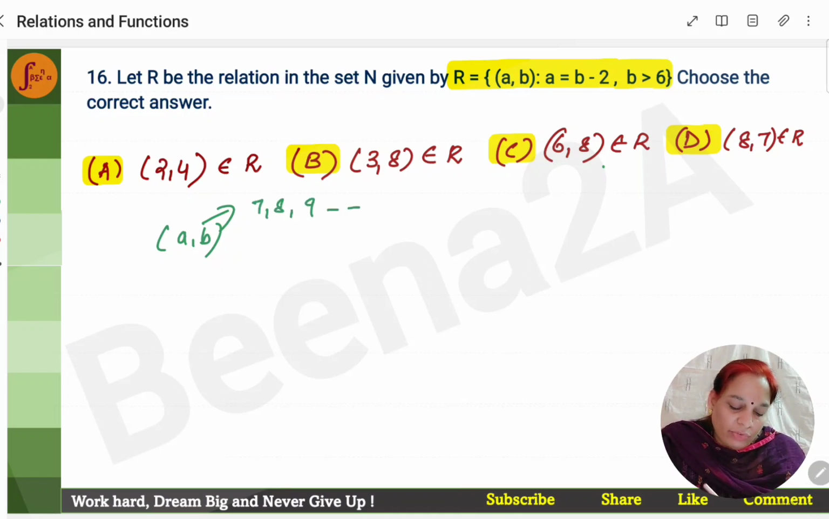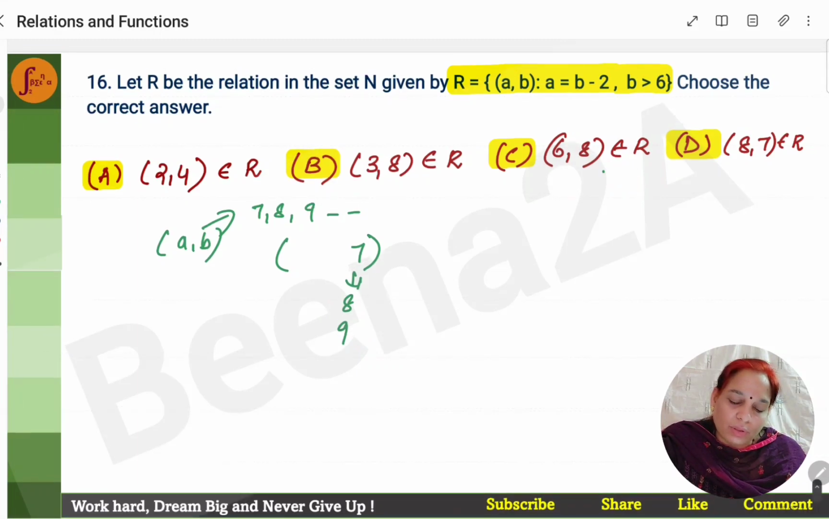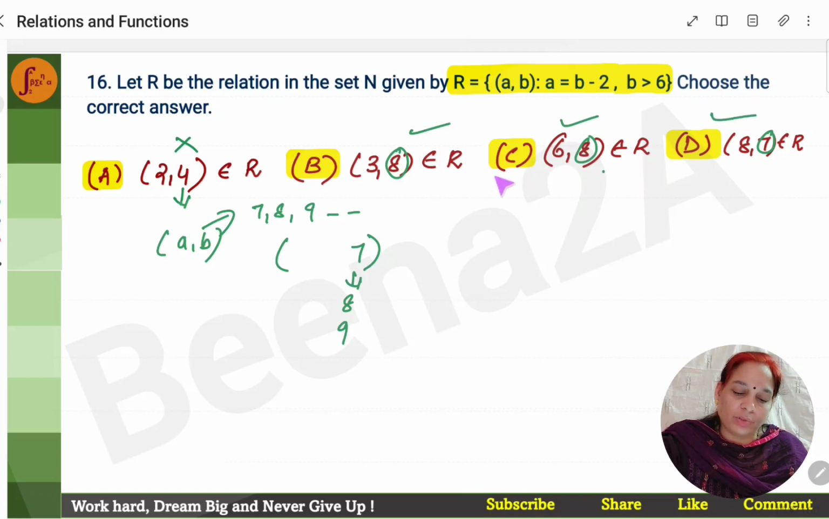Now we should have an ordered pair where the second element is 7 or 8 or 9. So you have 3 combinations here. This one, and this one. So this is ruled out because it's not greater than 6. So it's one of these options, B, C, D. Now, how do we verify which is the right one? There's another condition we'll have to check.